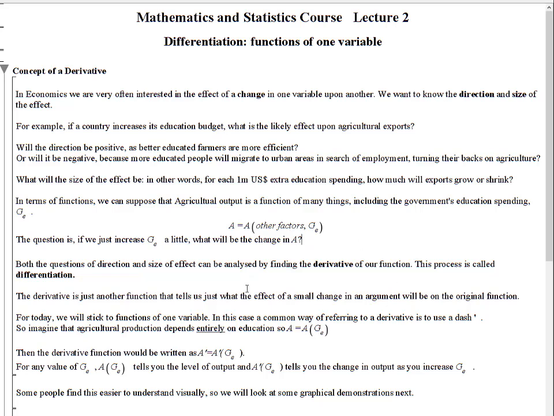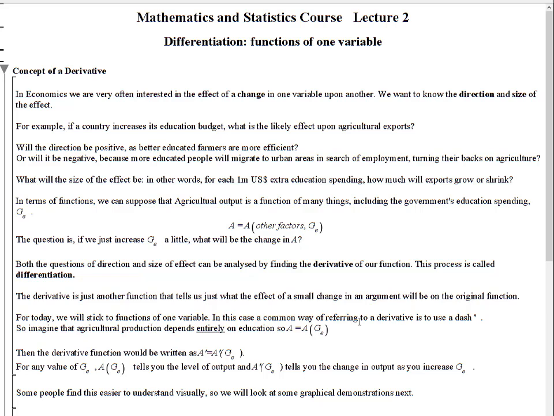Now, this is what derivatives can help us find. You can find out what happens as you change these by small amounts by finding the derivative of this function. The process of finding the derivative is called differentiation. So the derivative is another function that tells you what happens when you make a small change in the argument in the original function. Tomorrow we're going to look at the more realistic situation where there are many, many variables to consider. We'll start off today by just thinking about functions of one variable.